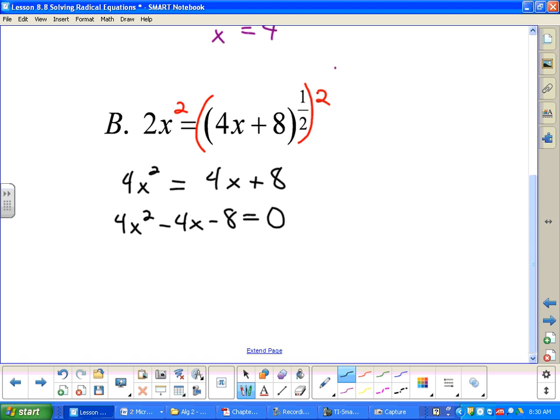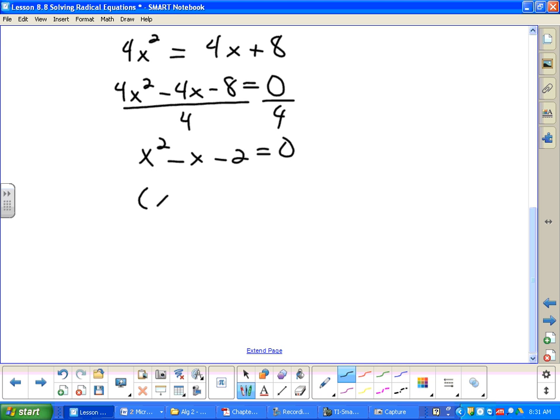So what are we able to do now? There's one thing we can do before we factor it. Yeah, we can divide everything by 4. So we get x squared minus x minus 2 equals 0. So now we can factor x minus 2 and x plus 1. So here we get x equals 2 or negative 1.